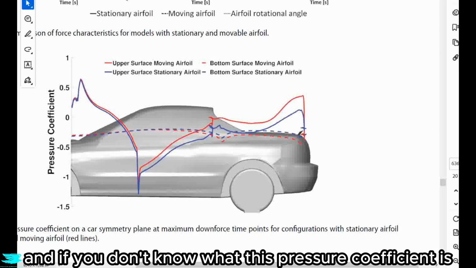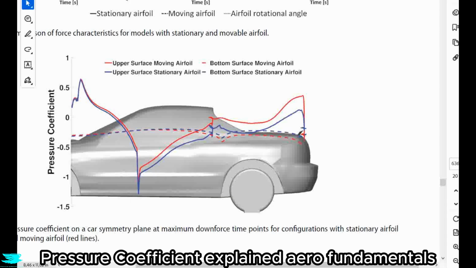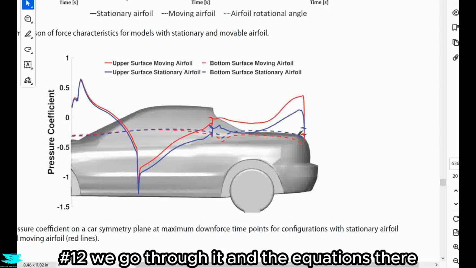And if you don't know what this pressure coefficient is, then check out a video on our YouTube channel called Pressure Coefficient Explained, Aero Fundamentals number 12. We go through it and the equations there.